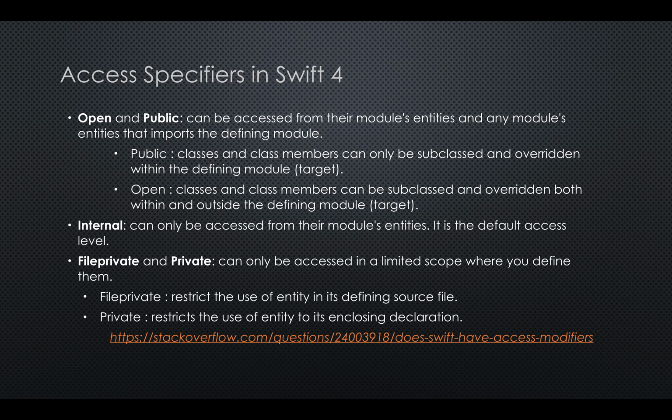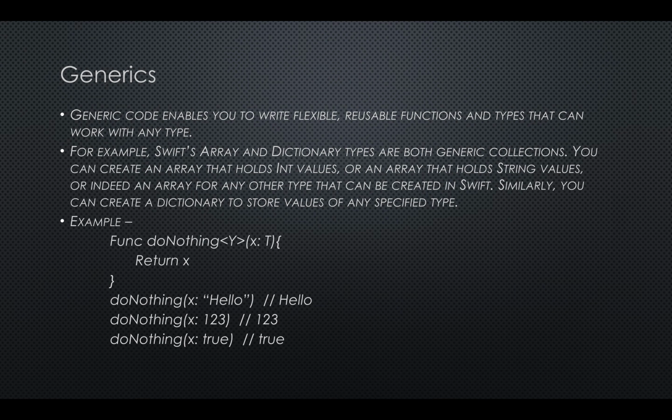You can subclass and override it. File private is for a limited access scope. File means it can be used within the file. Private means it can be used within the enclosing declaration.